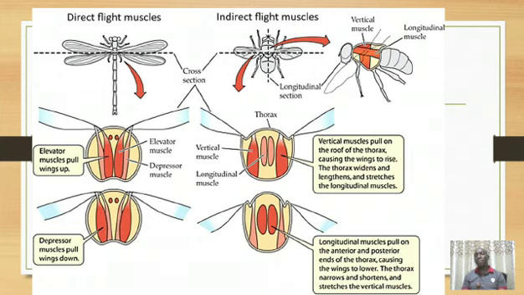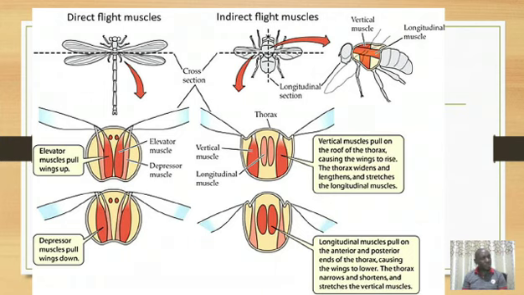So when they bring about movement of the roof or the tagum of the thorax, it equally brings about movement of the wings. In other words, the indirect flight muscles bring about movement of the wings indirectly. That is why we are calling them indirect flight muscles. I rewind. Flight is brought about by direct flight muscles and indirect flight muscles. What is the difference between the two?